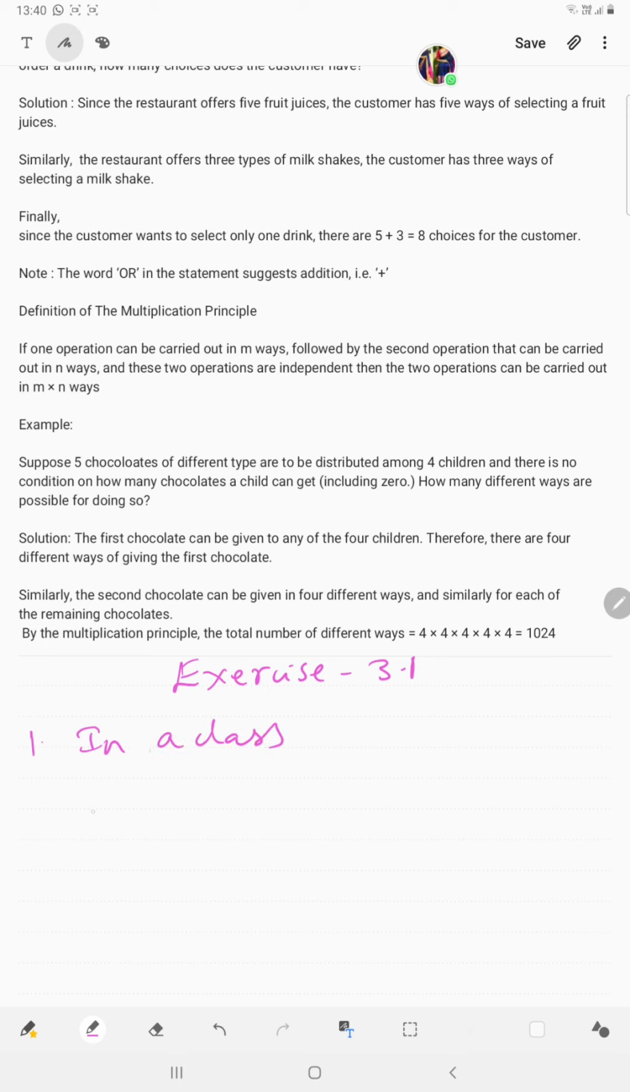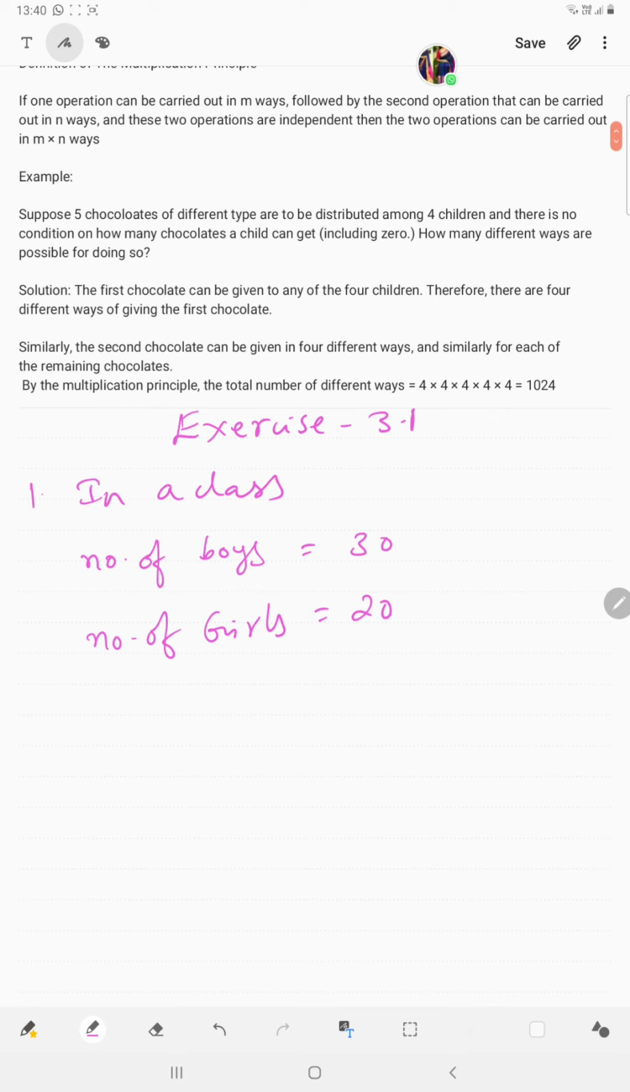In a class, number of boys is equal to 30, number of girls is equal to 20. And here we will make 3 questions. In your question, only 1 question is asked, but we will prepare 3 questions. Why? Because your textbook answer is different, and for this particular question the answer is different. So, what I am doing? I am doing 3 cases.